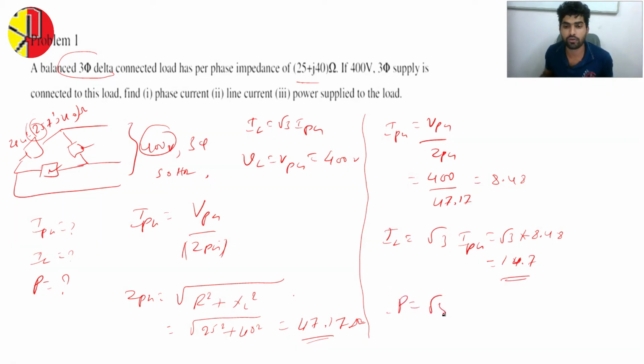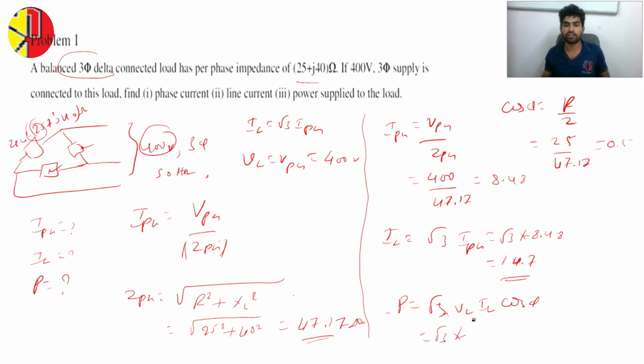Next, power is equal to what? Power is equal to root 3 VL IL cos phi, right? So we need to calculate cos phi now. What is the formula? Cos phi is equal to R by Z. So R is 25 divided by Z phase, 47.17. Finally, you will get 0.5. Substituting over here, root 3, VL is equal to V phase, 400, IL is 14.7, and cos phi is 0.5. Finally, you will get the answer as 5397 watts.